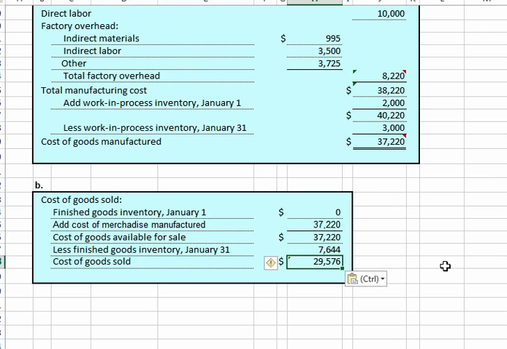That'll give us cost of goods sold. So you guys, I think after watching this video, just looking for these numbers in the problem, you won't have any trouble with this one. It's worked out on this very template.